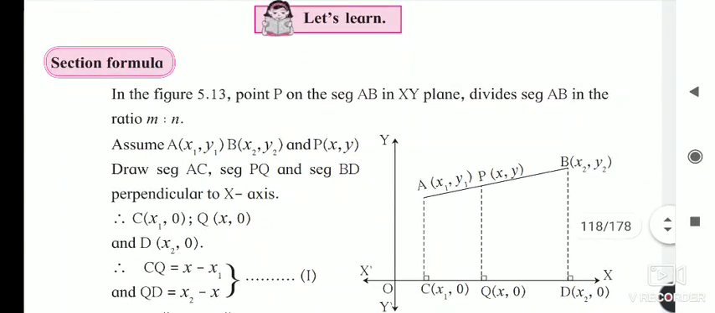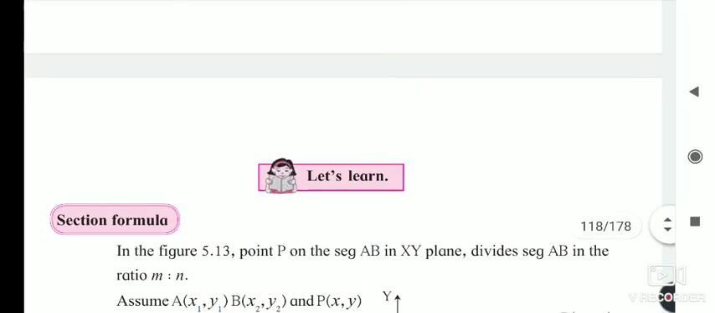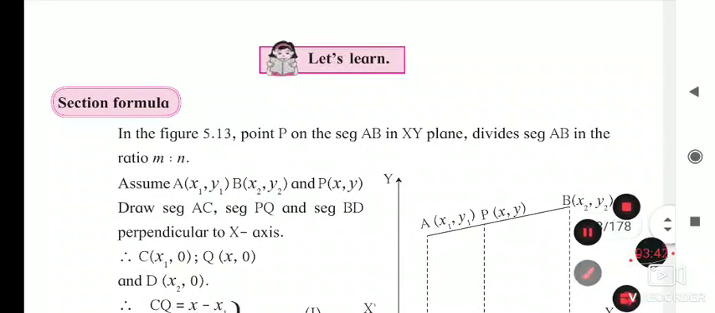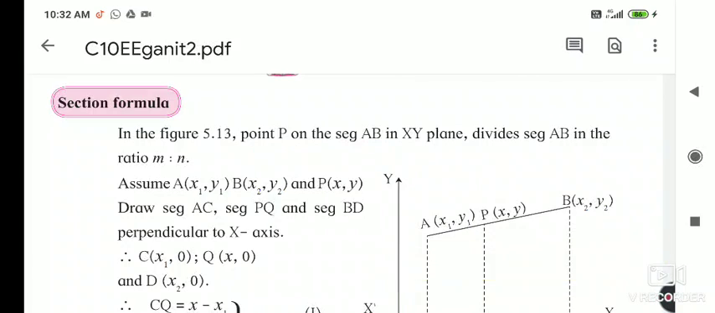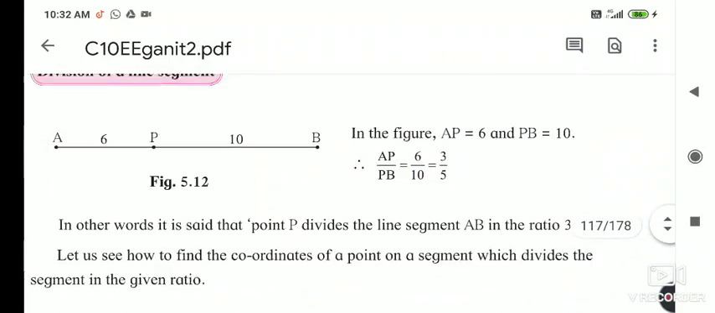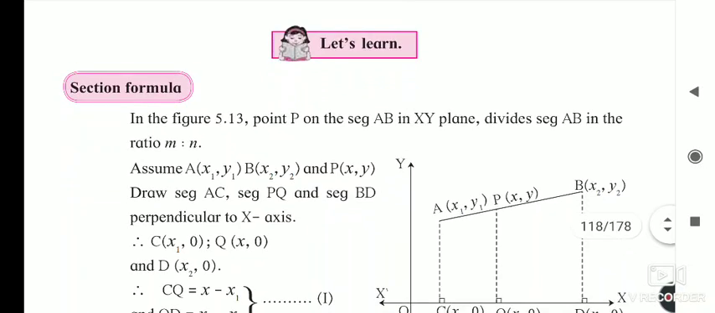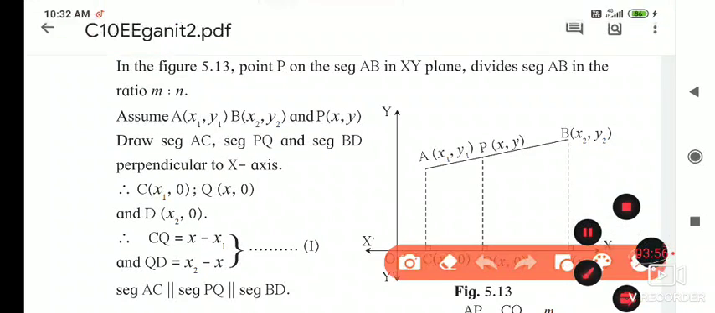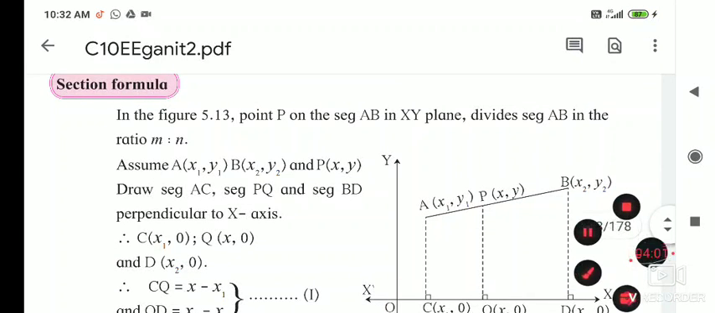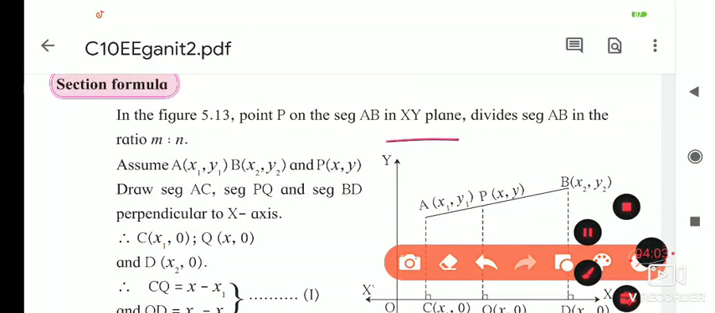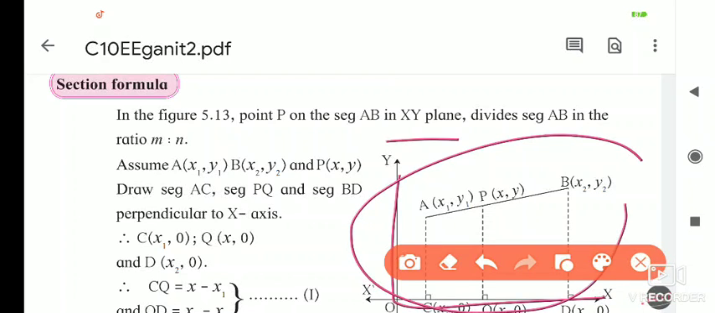So here it is the section formula. Inside let's learn, the section formula is given. If you see the figure, P is a point on segment AB. This is the point P, and this only is the segment above. P is a point on segment AB in the XY plane.